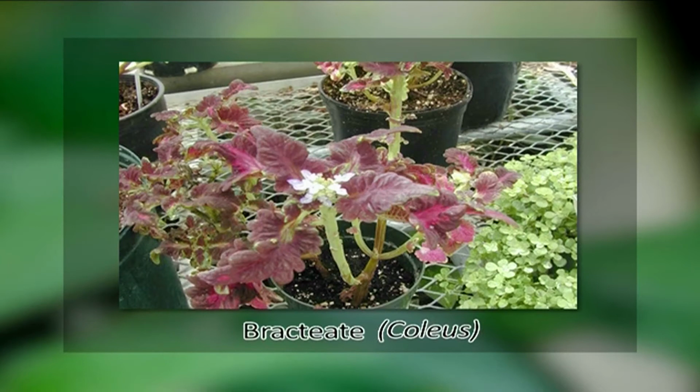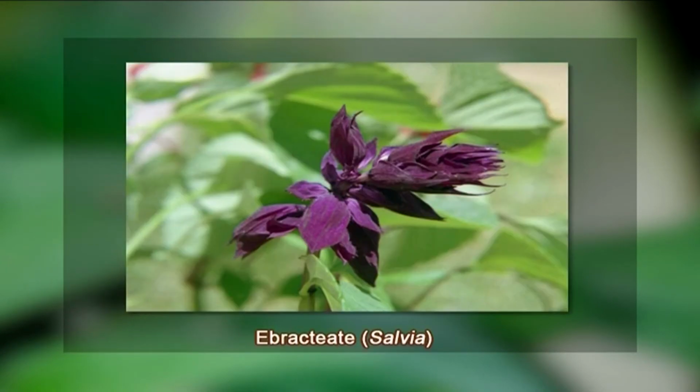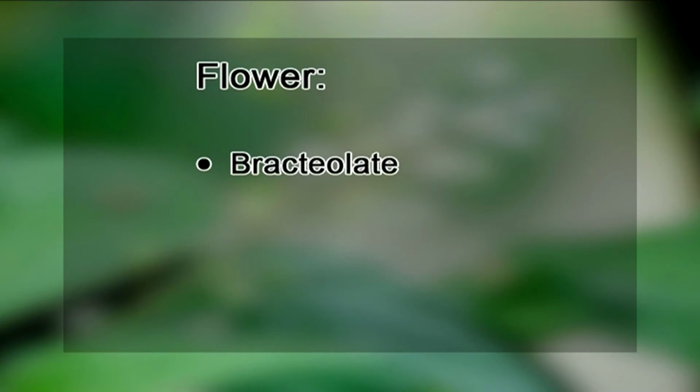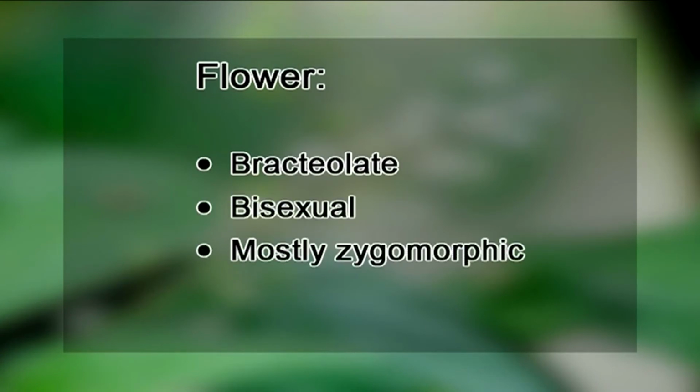Now the flower. The flower is either bracteate, the most common occurrence. The example here is the coleus. Or it can even be ebracteate. The example here is the common salvia. The flowers are also bracteolate. They are bisexual and mostly zygomorphic.